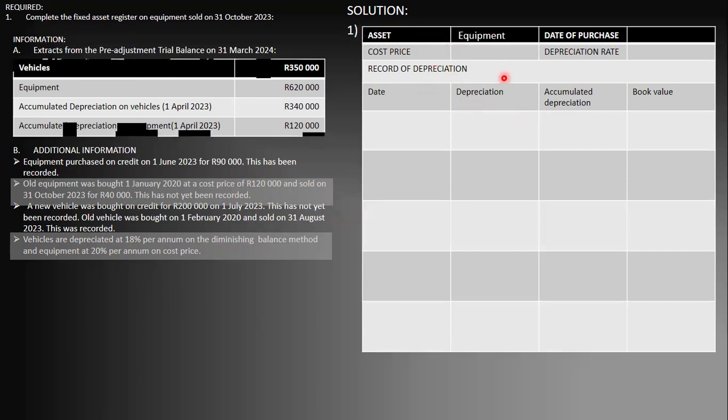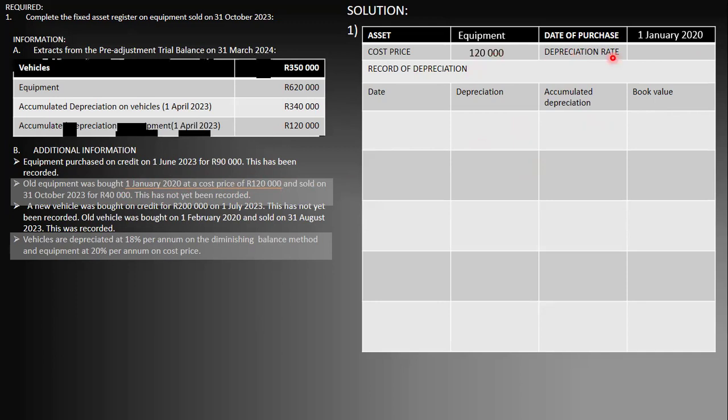And now when we complete this fixed asset register, we are going to have an asset. What is the asset that we are keeping track of? It is an equipment, and we were told that it was bought on 1st January 2020. So the date of purchase is 1st January 2020. And the cost price is 120,000, which is given to us. We just fill it in there.